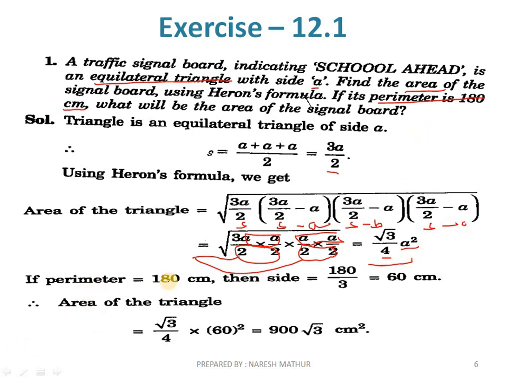Alright, now we have perimeter is 180 centimeter, then the side will be what? 60 centimeter. Alright, then the area of the triangle is root 3 by 4 side square. So 900 root 3 centimeter square is the final answer, or the area of the sign board. Easy.